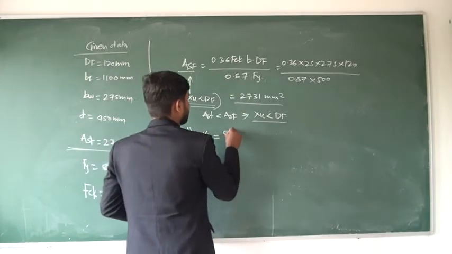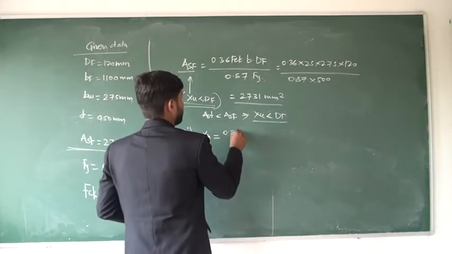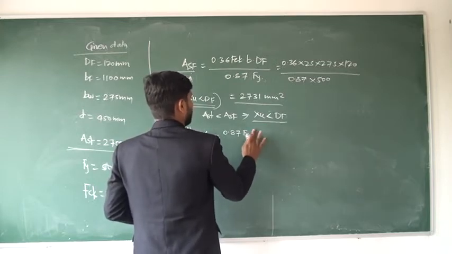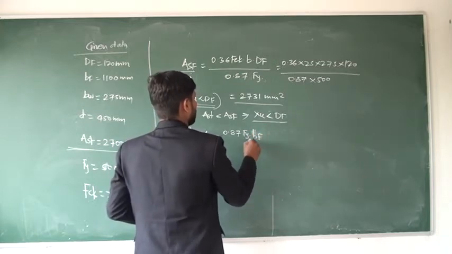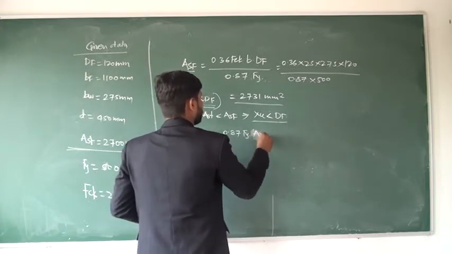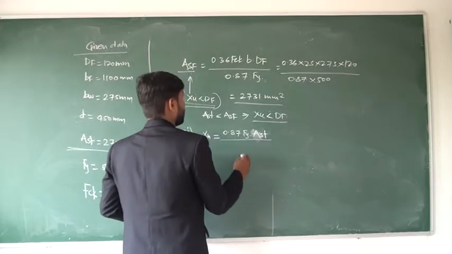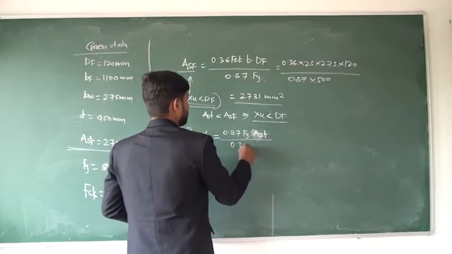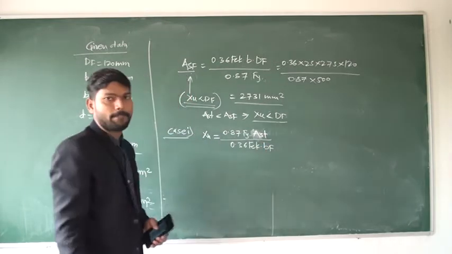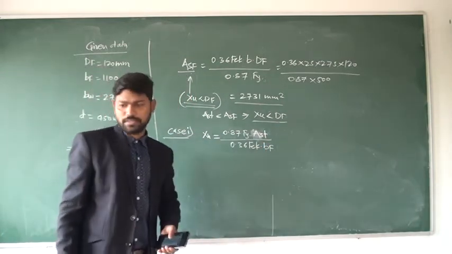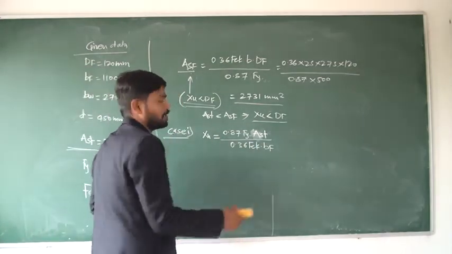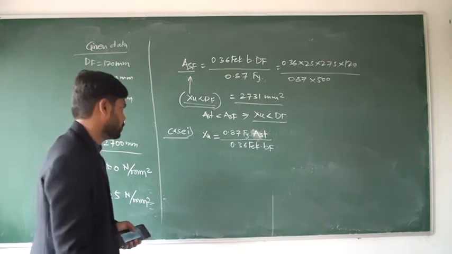So it's 0.87 Fy into AST divided by 0.36 FCK BF. Sorry, 0.87 Fy into AST divided by 0.36 FCK BF. And this compression is equal to tension. Therefore, compression is equal to tension. Rearrange it and calculate the value of XU.